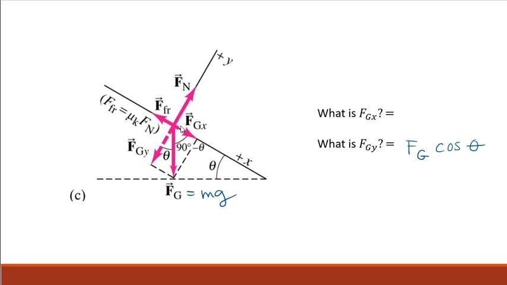Okay, and then this one is sine. So this is theta, so this is opposite. It gives you the x direction. So FGX is force of gravity times sine of theta. It's the opposite vector, opposite from the angle. So FGX is FG sine theta, and FGY equals negative FG cosine theta.